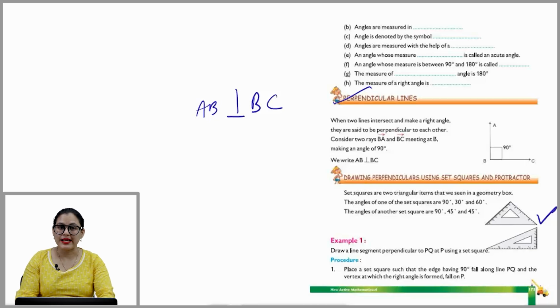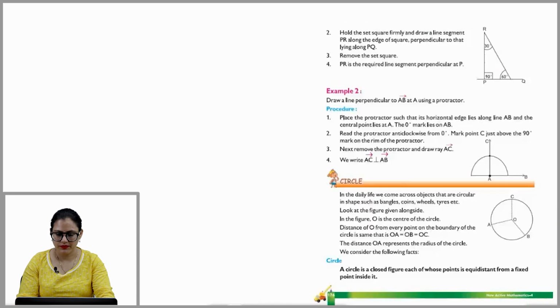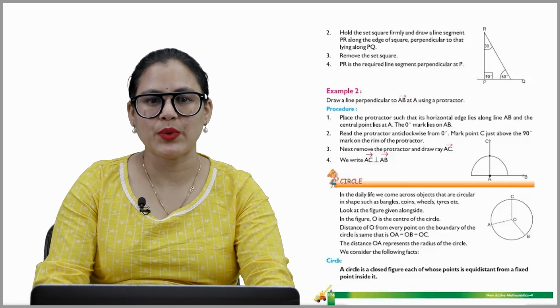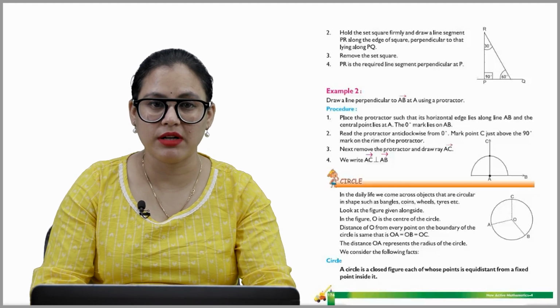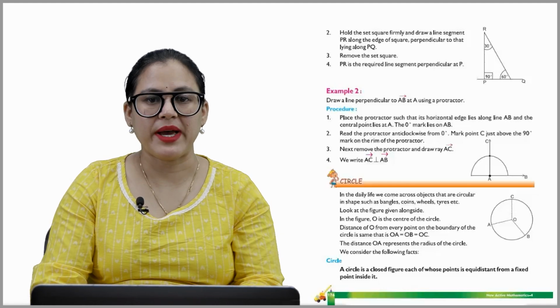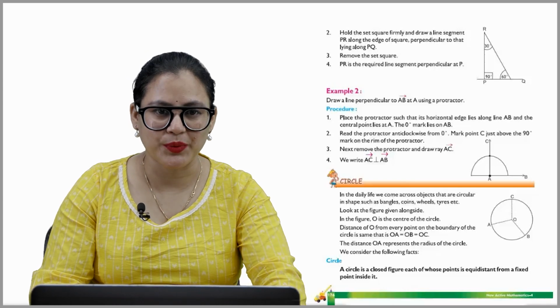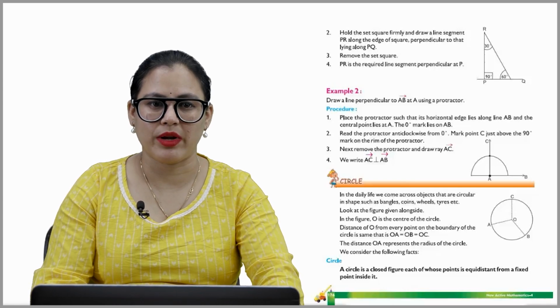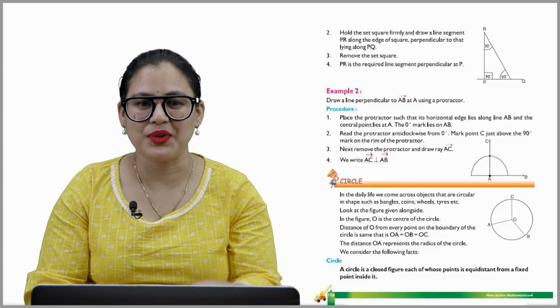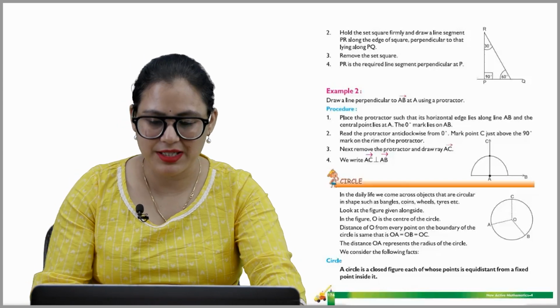Example 1. Draw a line segment perpendicular to PQ at P using a set square. Procedure. Number 1. Place a set square such that the edge having 90 degrees falls along line PQ and the vertex at which the right angle is found falls on P. Number 2. Hold the set square firmly and draw a line segment PR along the edge of the set square, perpendicular to that lying along PQ. 3. Remove the set square. 4. PR is the required line segment perpendicular at P.